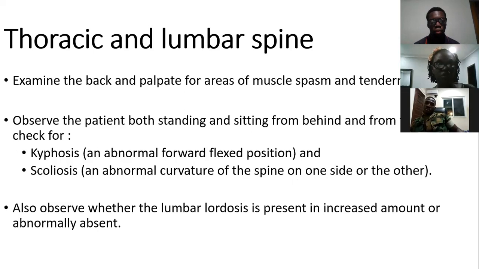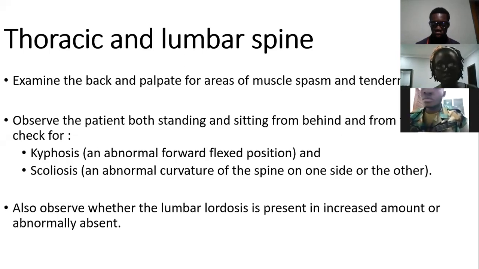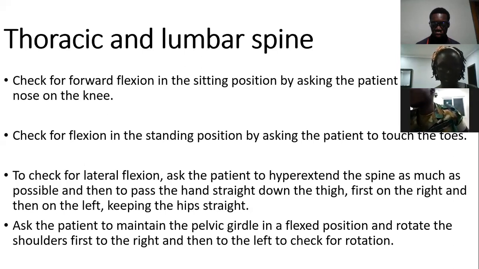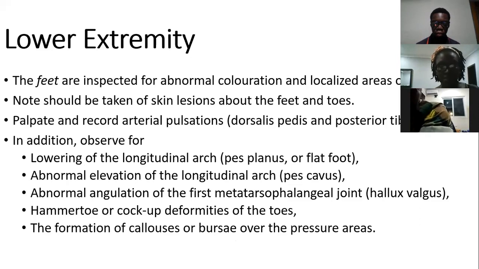So the thoracic and lumbar spine, the thoracic part has the outward curvature, but when the outward curvature is too pronounced, that's a kyphosis. That's what we call a hunchback. Then you can also have a lateral curvature, that's a scoliosis. So the spine can curve either to the right or to the left. And then, of course, you look for the lumbar lordosis in the lumbar spine. And then you do the full range of movement again. It's all the same thing over and over again.